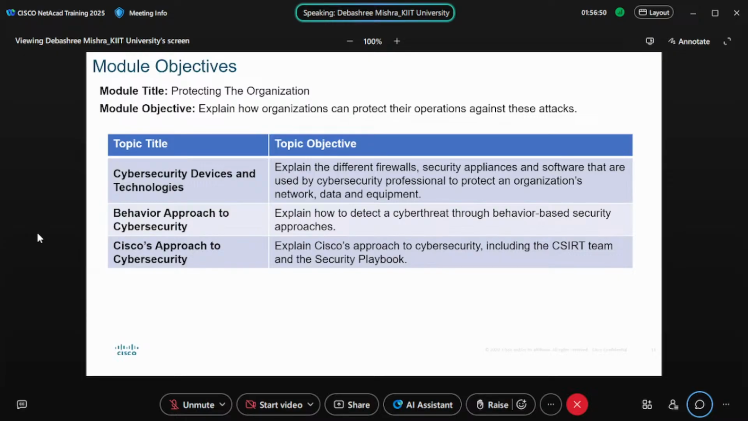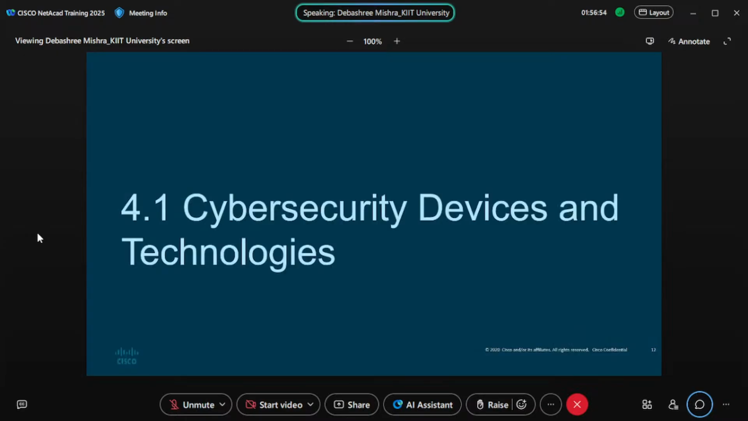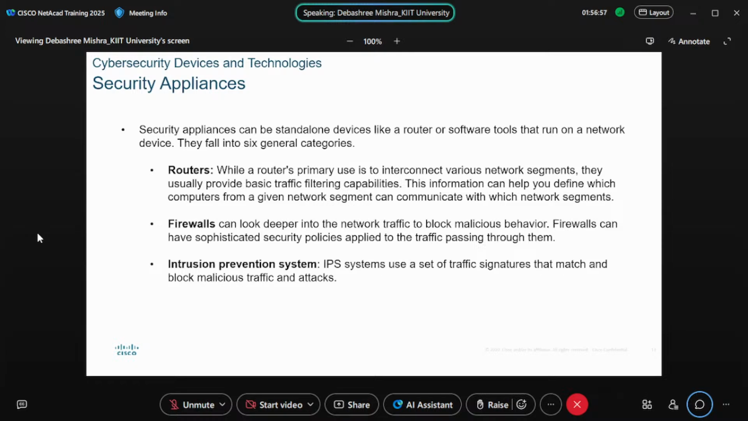The first thing is cybersecurity devices and technology. When we talk about cybersecurity devices and technology, there come the cybersecurity applications. For these, we need to talk about the devices connected over the internet and over your network: the routers we are using and the software tools we are using when your device is connected over the network itself. There are basically six general categories given.